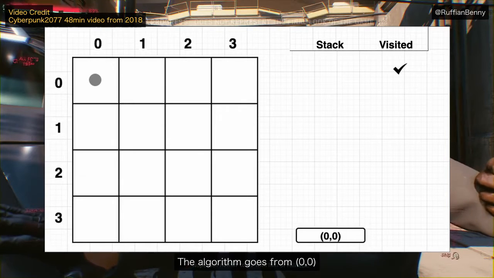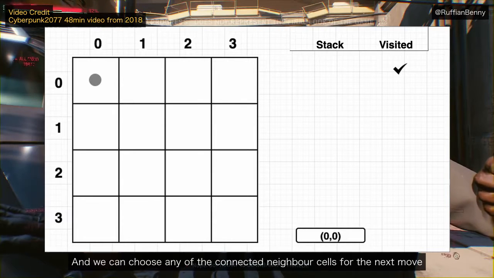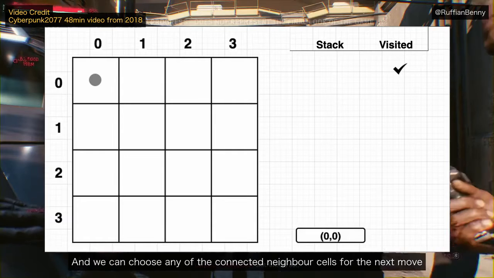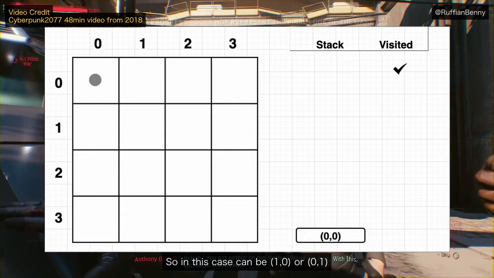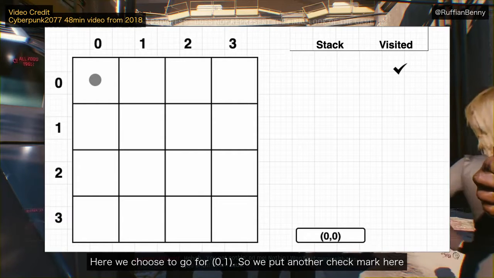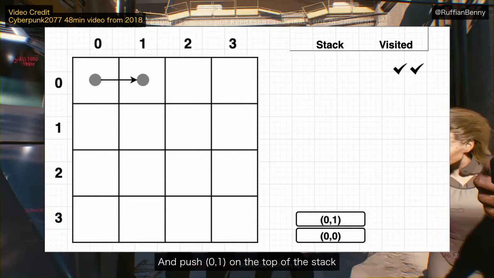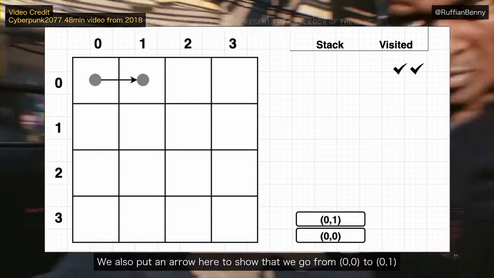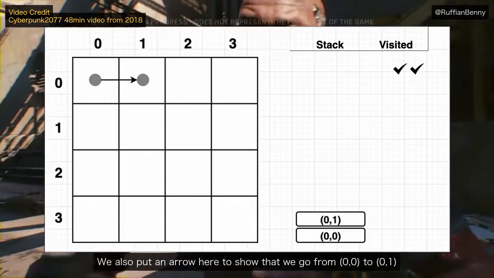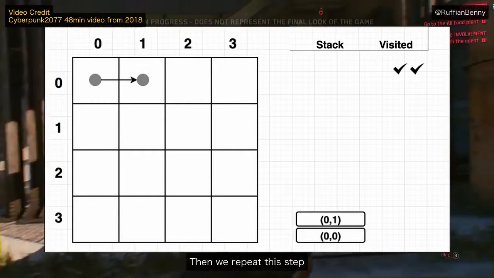The algorithm goes from 0, 0, and we can choose any of the connected neighbor cells for the next move. So in this case, it can be 1, 0 or 0, 1. Here we choose to go for 0, 1, so we put another check mark here and push 0, 1 on the top of the stack. We also put an arrow here to show that we go from 0, 0 to 0, 1. Then we repeat this step.